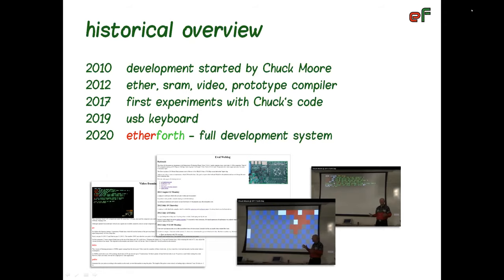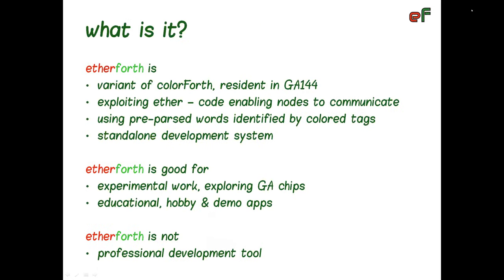So what is Etherforth? As defined by Chuck from the very beginning, Etherforth is a variant of Colorforth running entirely in greenery chips. It exploits Ether, which is code that enables communication between nodes. Source code in Etherforth is composed of pre-parsed words identified by colored tags. But most importantly, it is a standalone system which needs no other computer or software.